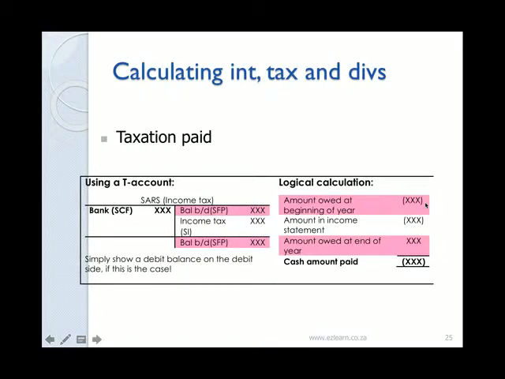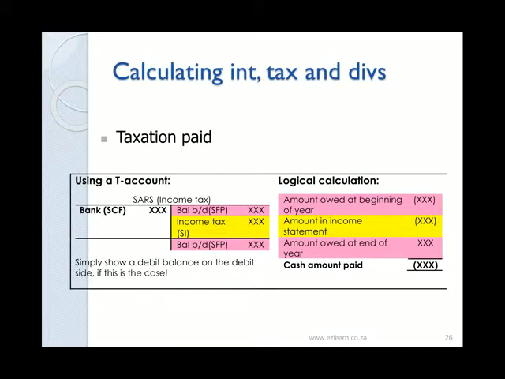If you had a debit balance at the beginning, you would have to show the amount owed at the beginning as an inflow of cash, and if it was a debit at the end, you would have to show this amount here as an outflow of cash. Because this can be confusing, personally, I much prefer to use this T account than the logical calculation, but you need to figure out whatever works best for you.